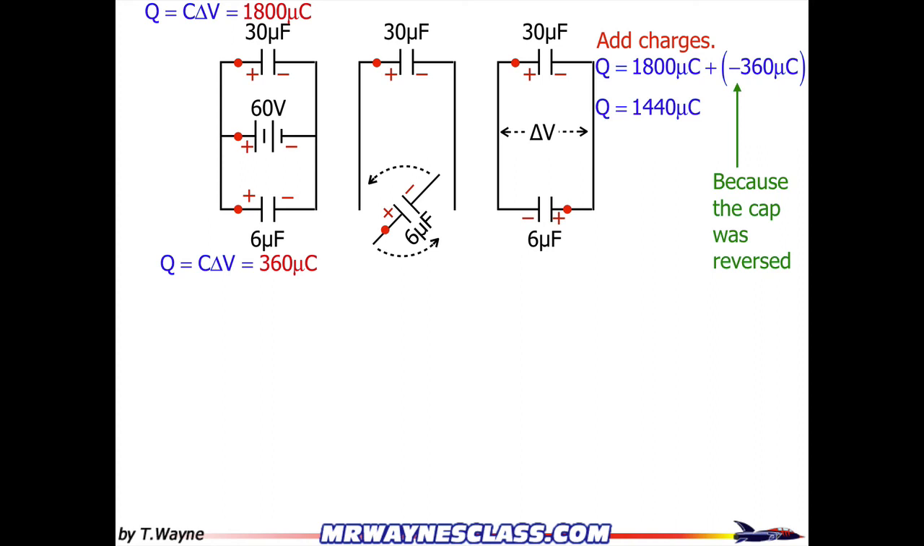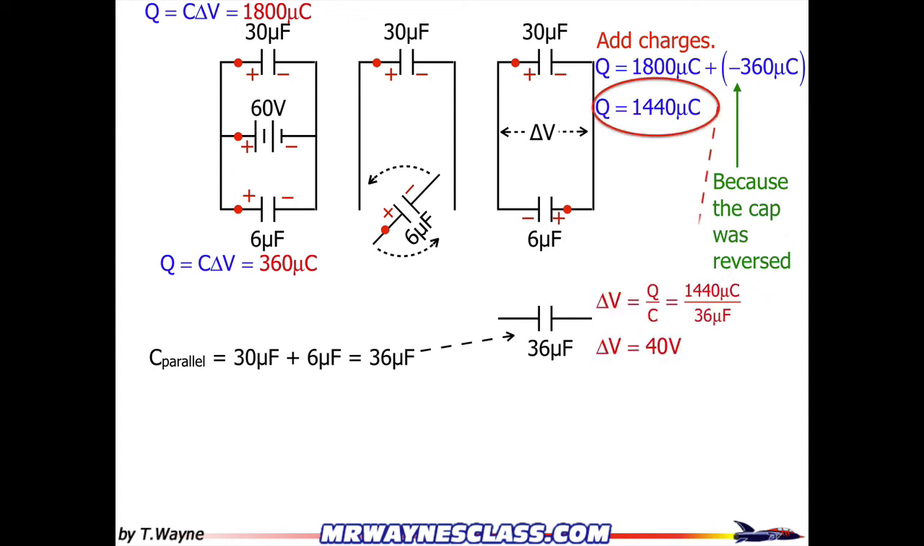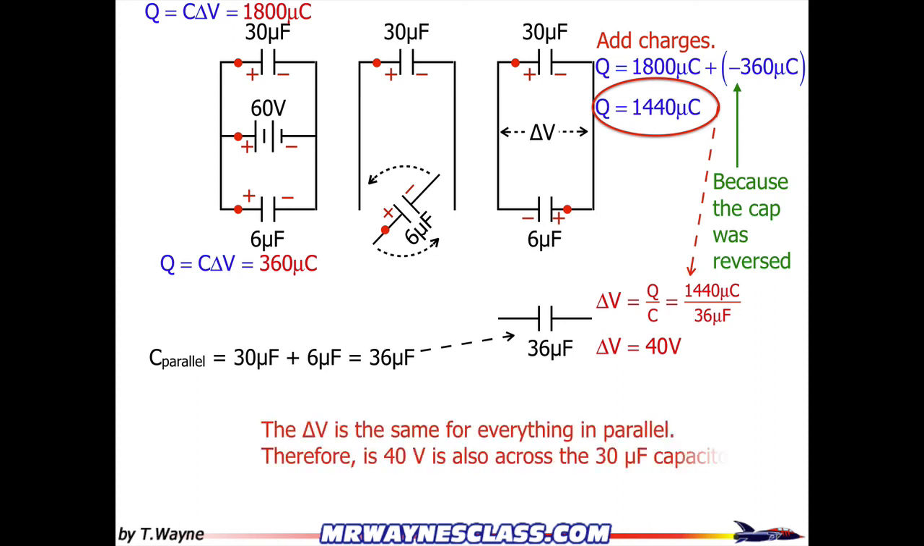Now let's look at the total capacitance of the circuit, and we can use that to help figure out what's across the 30, although there are a couple other things we can do. So if I look at the total capacitance, it's 36 microfarads, and it doesn't matter if I flip the capacitor or not, it's still 36 microfarads. So the change in voltage across the total circuit is going to be the new amount of charge that I have, the 1440 microcoulombs, divided by the total capacitance of the circuit. So when I do that, I get a total change of voltage of 40 volts. And because everything I'm doing is in parallel, I know the voltage is going to be the same for all the parallel components. So in this case, the answer is 40 volts.